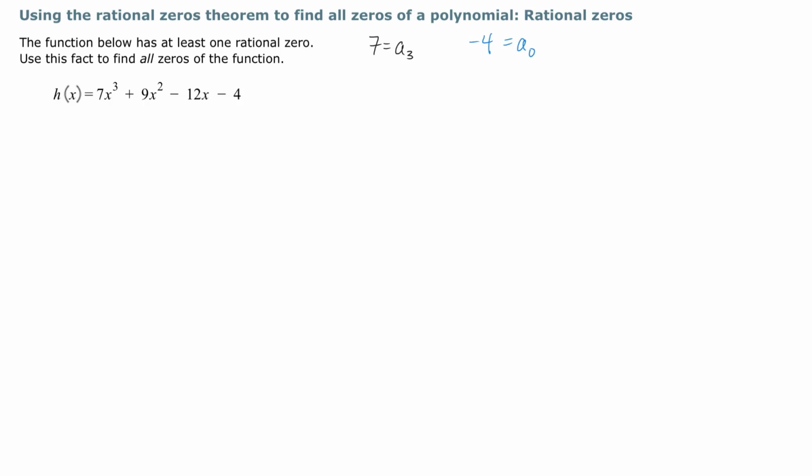And remember all the possible rational zeros will have the form factors of negative 4, which would be plus or minus 1, plus or minus 2, and plus or minus 4, over the factors of 7. And what are the factors of 7? 7 is a prime number, so we only have plus or minus 1 and plus or minus 7. So these are the possible rational zeros.